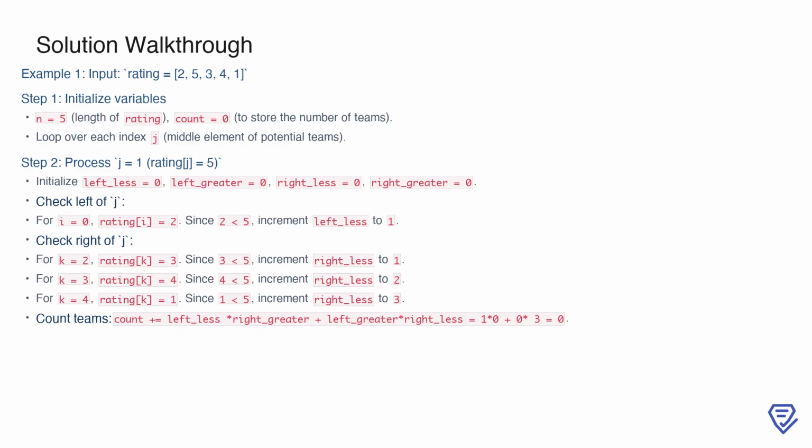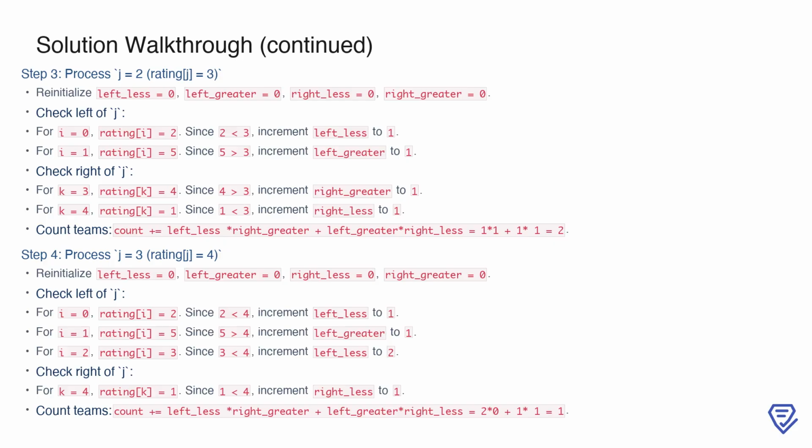Using these counts, we calculate the number of valid teams formed with j equals 1 as the middle element. The formula is count plus equals left_less times right_greater plus left_greater times right_less, which in this case evaluates to 1 times 0 plus 0 times 3 equals 0. Thus, no valid teams are formed for this value of j.